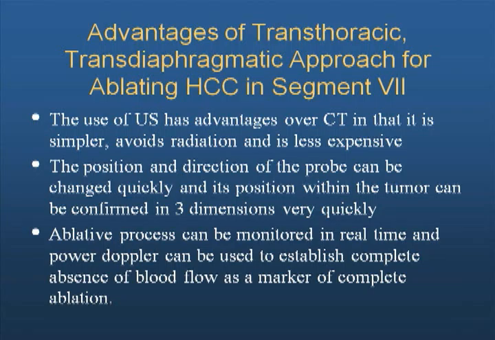There are several advantages of this transthoracic, transdiaphragmatic approach for ablating liver tumors in segment 7. First, the use of ultrasound has advantages over CT in that it is simpler, avoids radiation, and is cheap. The position and direction of the probe can also be changed quickly, and its position within the tumor can be confirmed in 3 dimensions quickly.